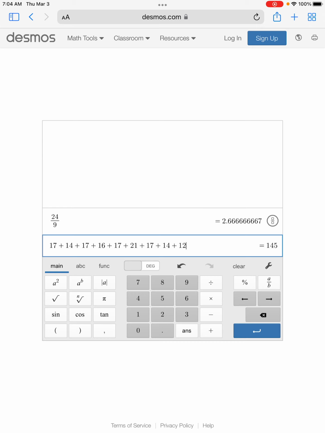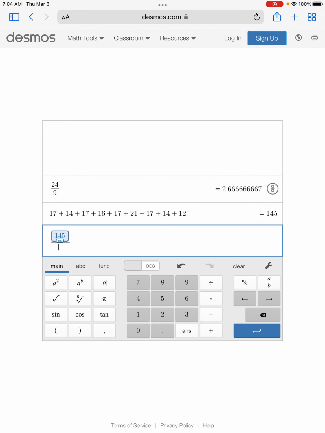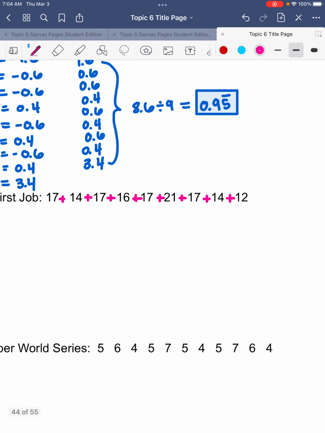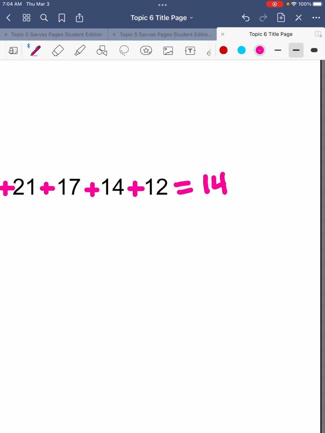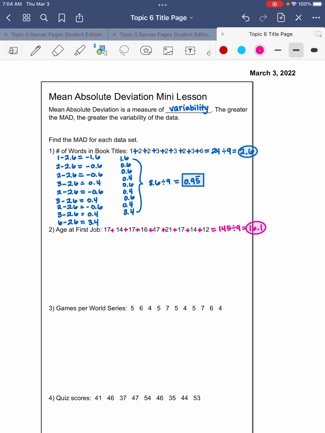Now, we need to take that 145 and divide it by the total number of terms we have. And we have 1, 2, 3, 4, 5, 6, 7, 8, 9, so I'm dividing by 9. We divide 145 by 9 and we get 16.1. That 1 is repeating, but we're not going to bother with that right now.